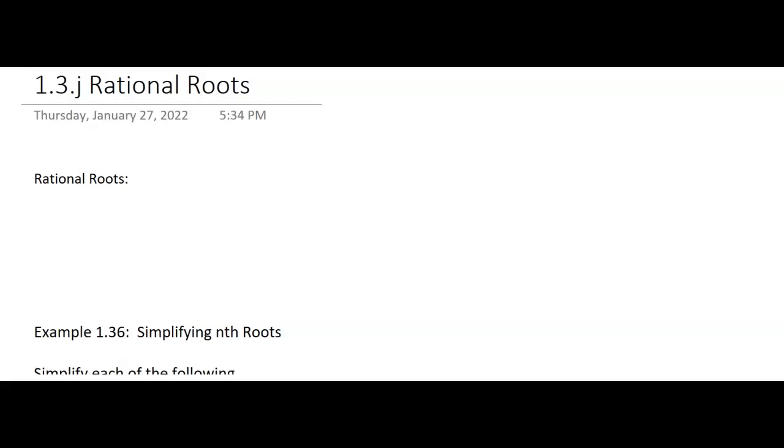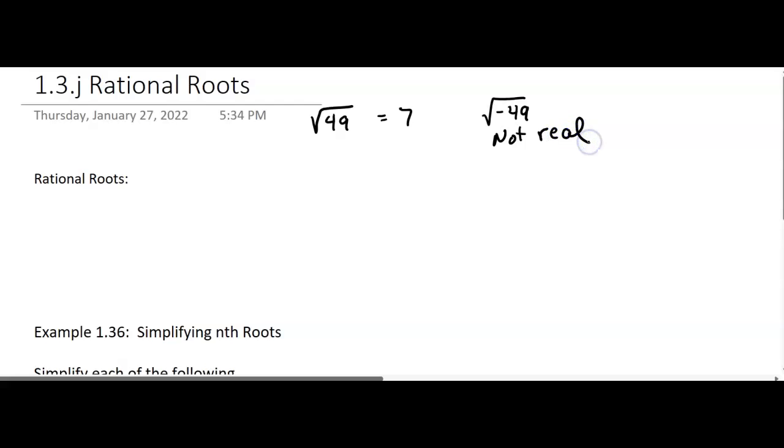We've been working with square roots, right? So you can take the square root of 49, right? That would be 7. But what if you had the square root of negative 49? Well, that is not a real number. So we're just going to say not real. I just want to go over that because now we're going to talk about other types of roots.